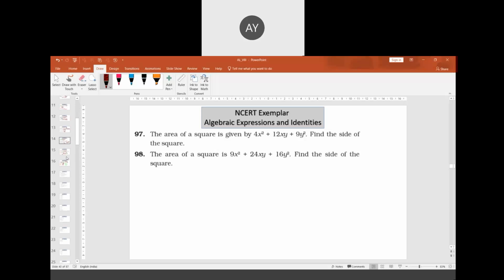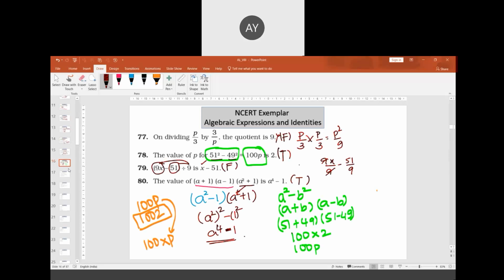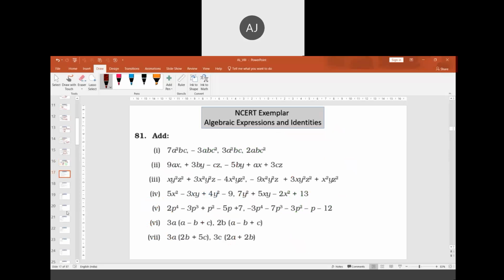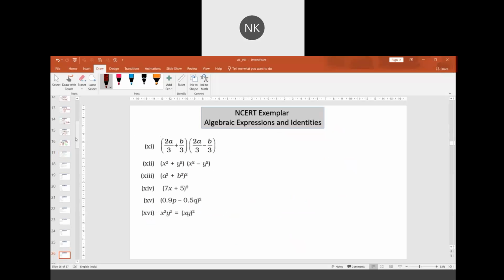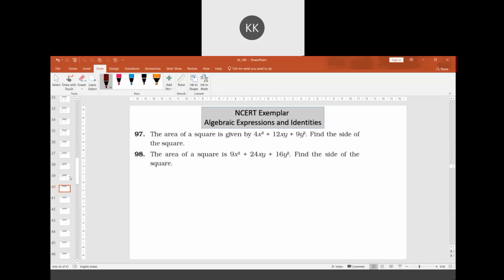Now to find the area of 98, 9x square plus 24xy plus 16y square. I think you will also do this type of revision. Solve the first question directly, last question, chapter over. The answer is 3x plus 4y whole square? No, sir. They have given the area. That is the side square. So it is 3x plus 4y, the whole square.